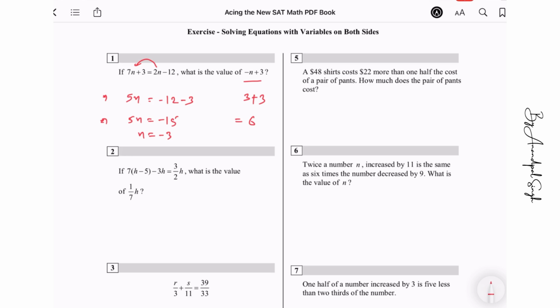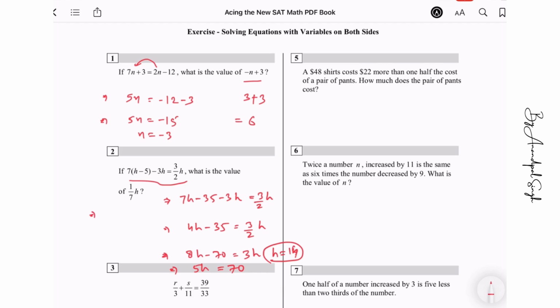Here we need to find 1 by 7 of h. So first of all find h and then simply divide it by 7. So here we have 7h minus 35 minus 3h equals 3 over 2h. So this is 4h minus 35 equals 3 by 2h, multiplying by 2, 8h minus 70 equals 3h, subtracting 3h from both sides, and then dividing by 5, I get h equal to 14. So now I need to find 1 by 7 of 14, that is 2, so the answer is 2.